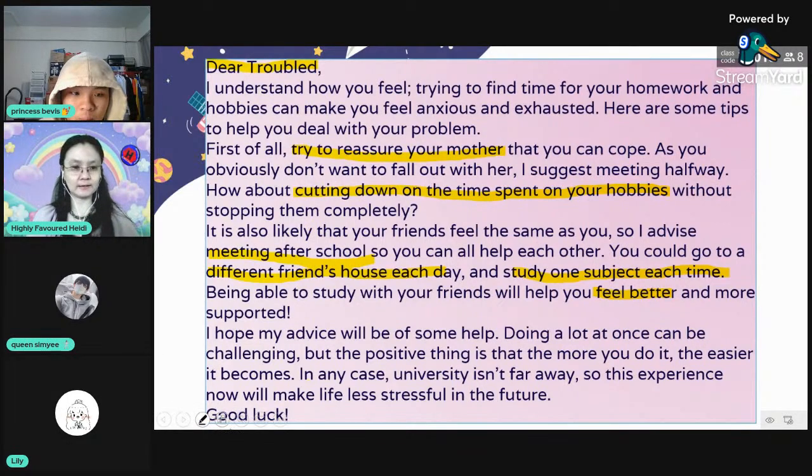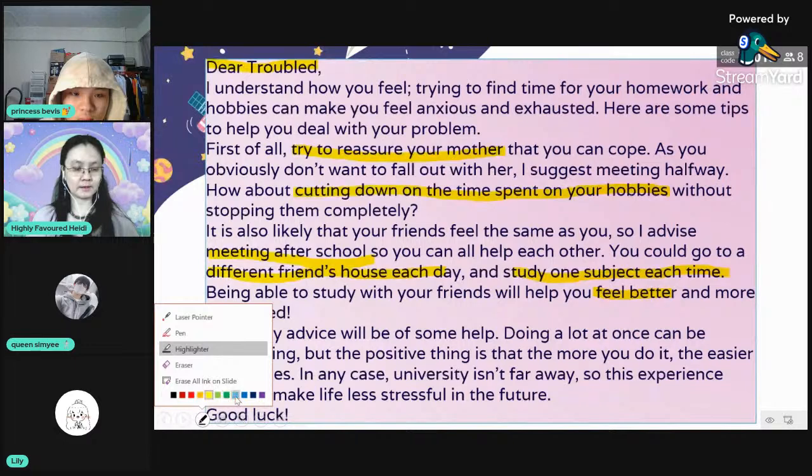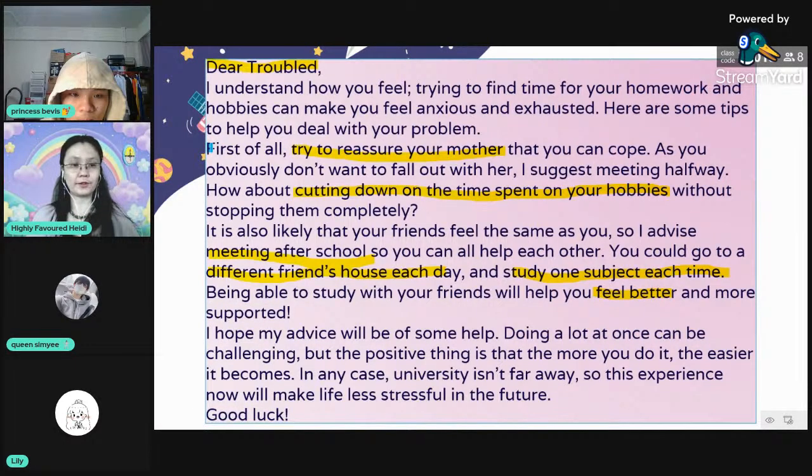Then after that, you use those words. Wait, I'll change my highlighter. You can start with "first of all." Then after that, you can also say "it is also likely." So you can see here that there are quite a lot of friendly ways: "I suggest," then "I advise," and words like "more supportive." All those are the phrases that you usually use when you want to advise someone, because that is the thing that they need.